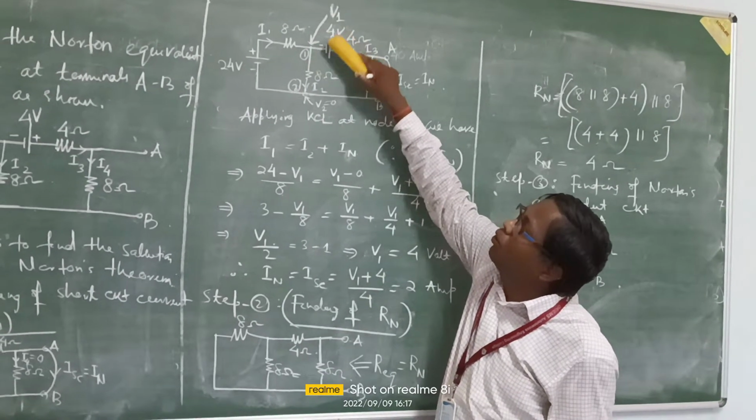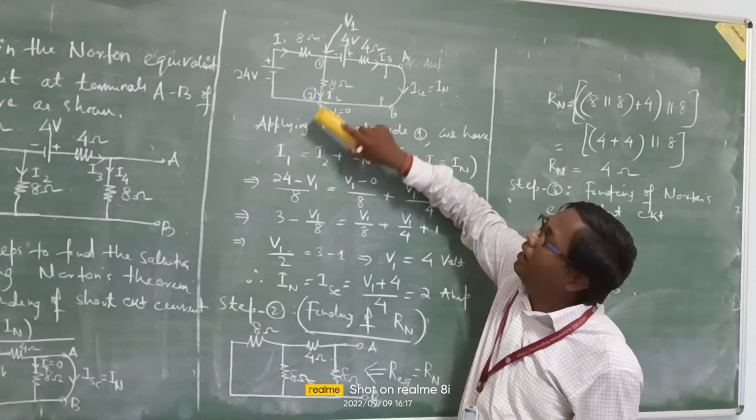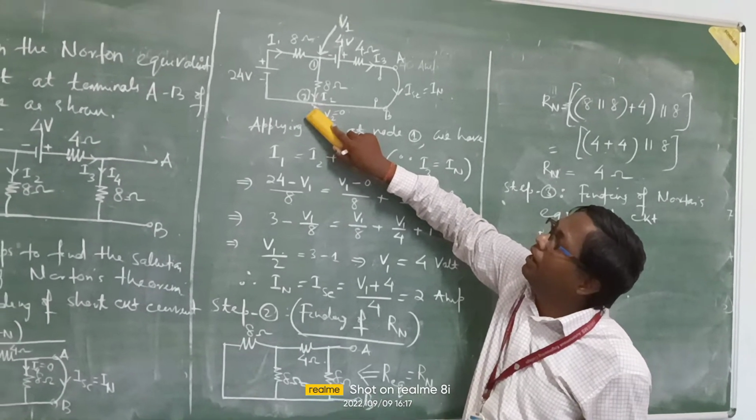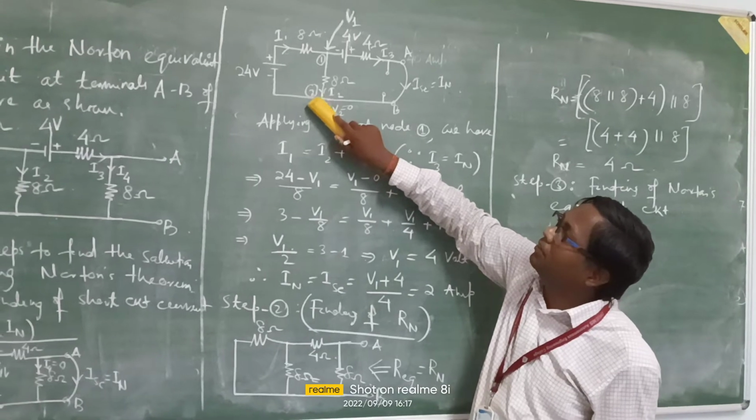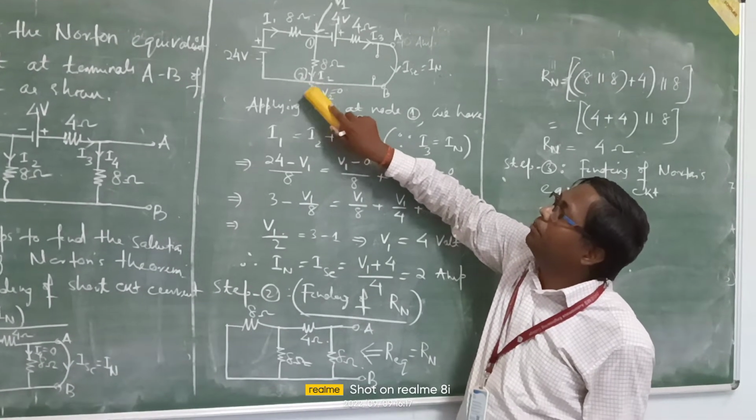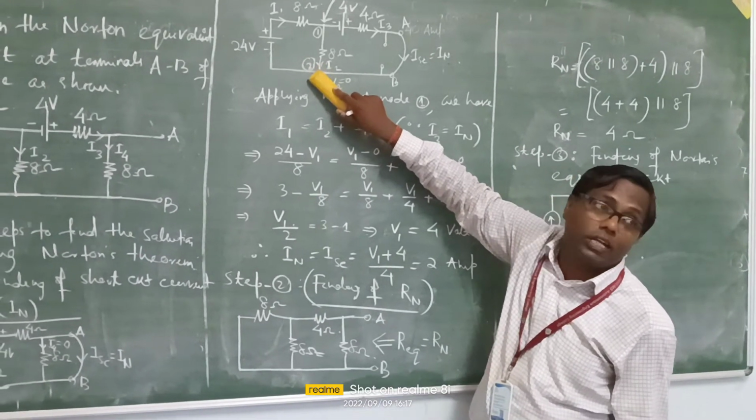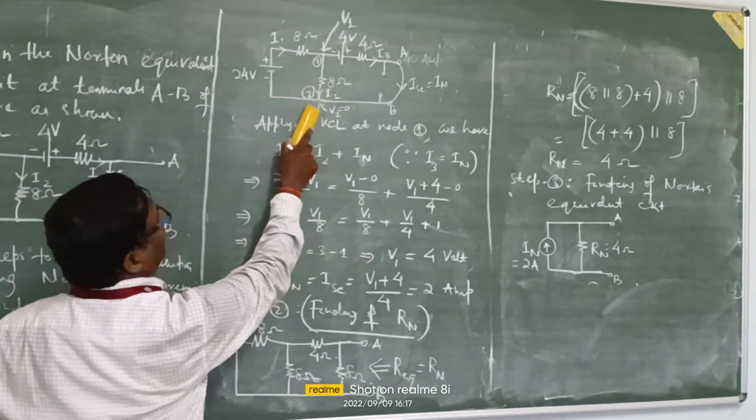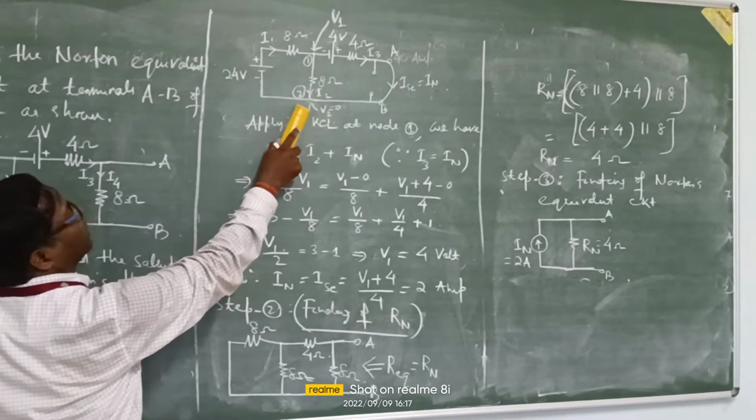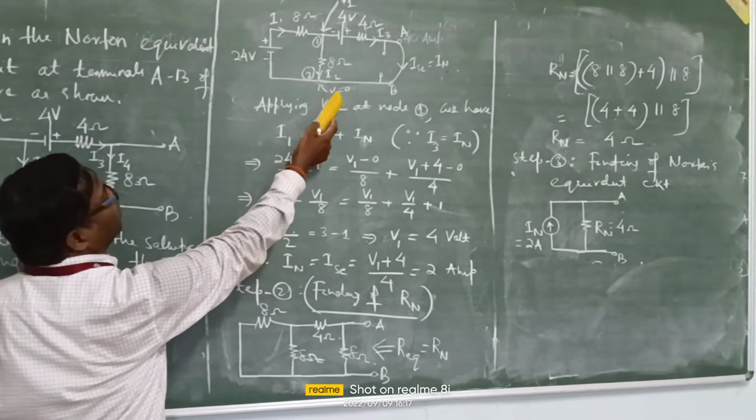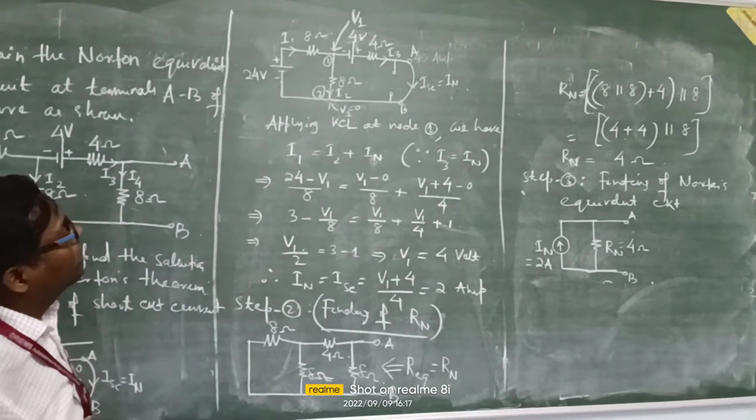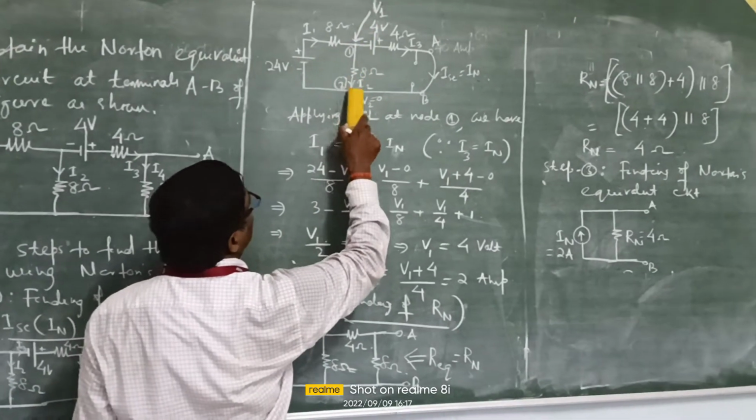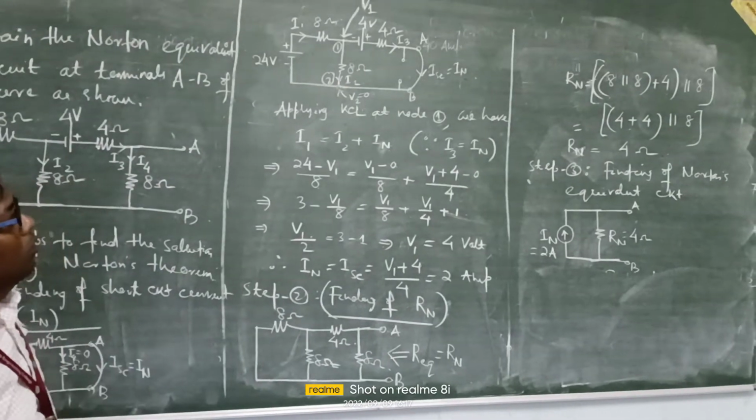Let the voltage at node 1 be V1 and the voltage at node 2 be V2. Let us assume node 2 is the datum node or zero potential node. Zero potential node means V2 equals 0. So let the potential at node 1 be V1 with respect to the grounded node.